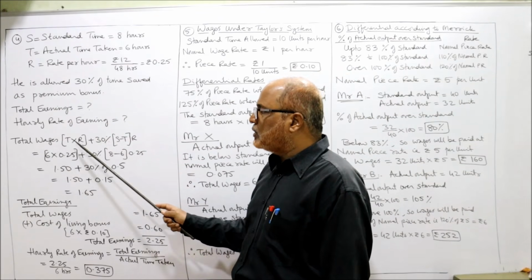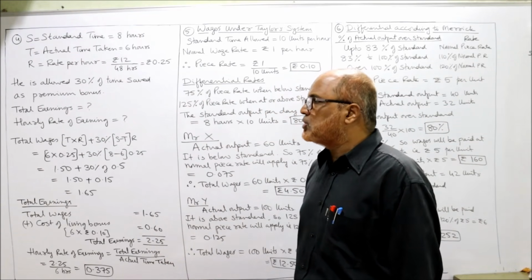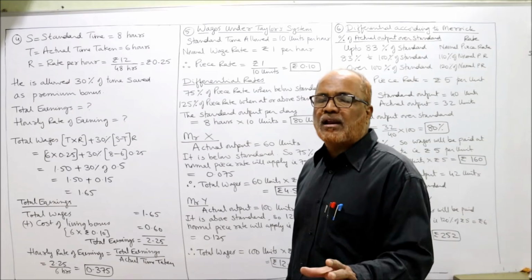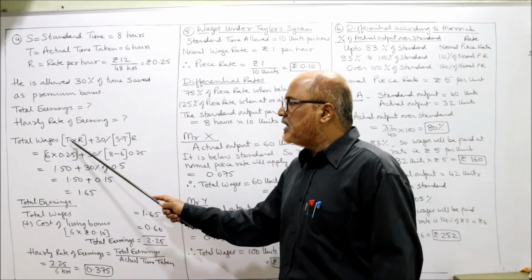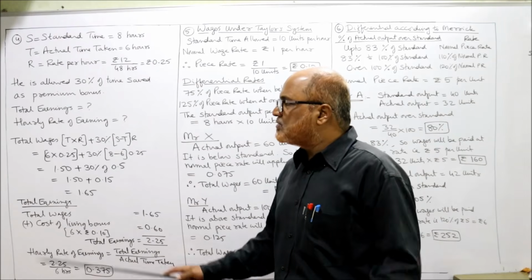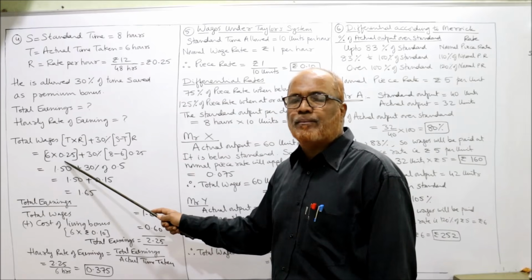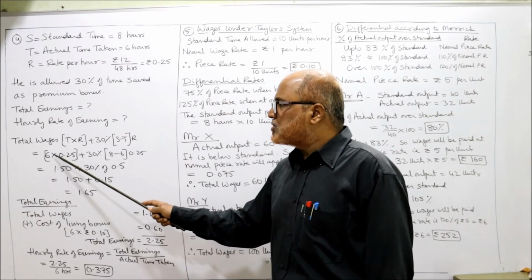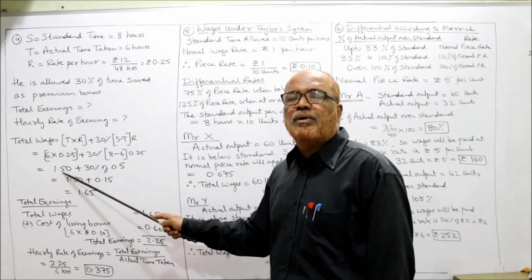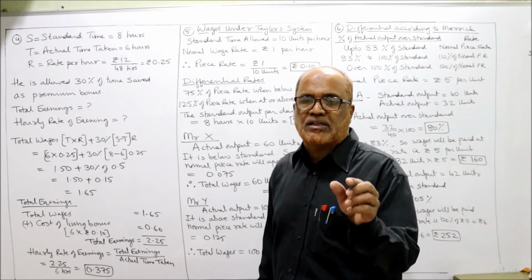Total wages is equal to T into R plus 30% of S minus T into R. First of all, we calculate the total wages. This T into R means the wages for actual time worked. He has worked for 6 hours and per hour his wage rate is 25 paisa. So 6 into 0.25 you will get 1 rupee 50 paisa. This is the actual wages for time worked.